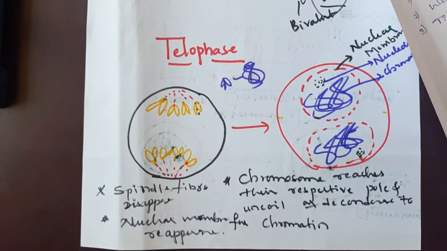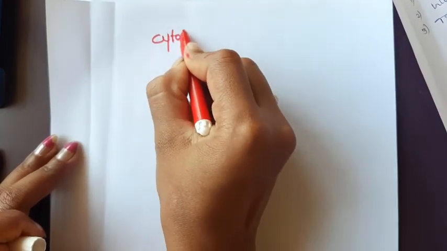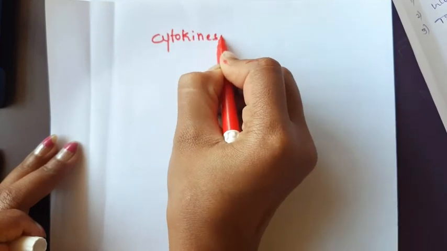During cytokinesis, there is division of cytoplasm and organelles. Division of cytoplasm, organelles, cell wall in case of plant cell, and cell membrane. Cytoplasm in the sense division of cytoplasm plus division of cell wall and organelles. It's for the formation of two cells.